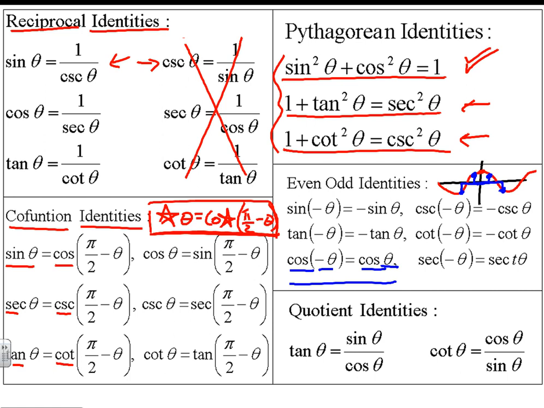Cosine is an even function. It folds over the y-axis onto itself. That's an even function. So there's our even odds. Trust me on this one. Once we start talking about graphs, these are going to make perfect sense to you.